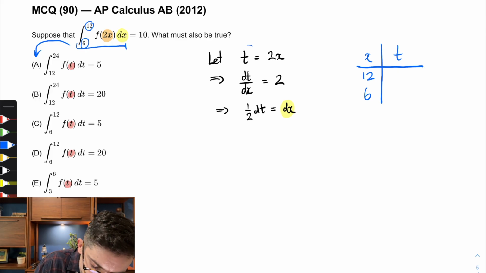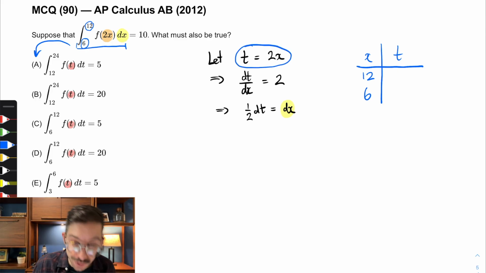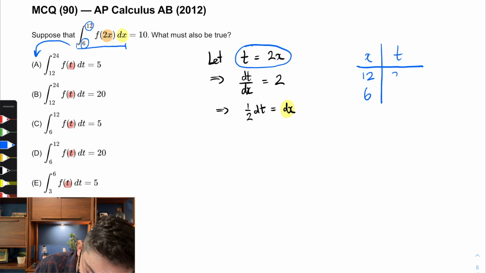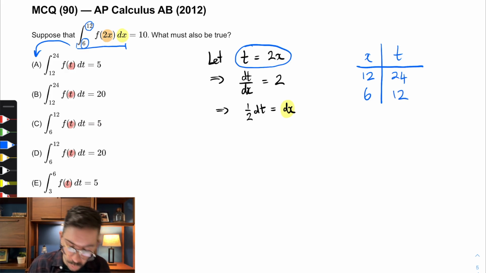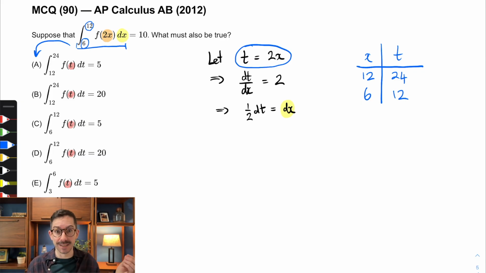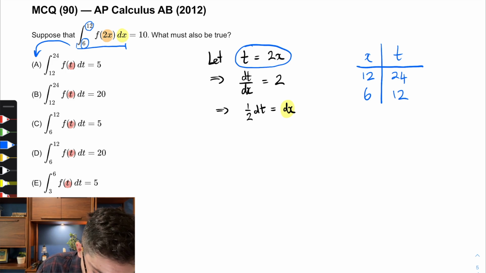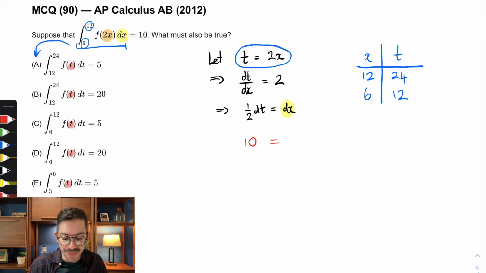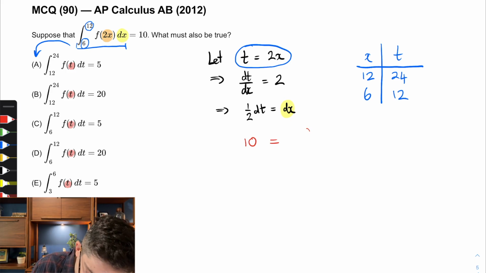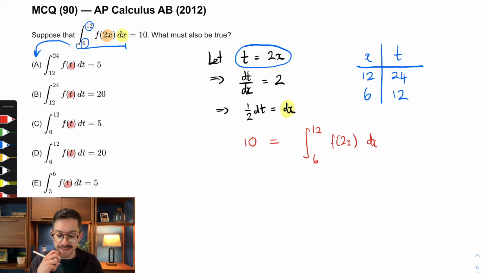T, right, the rule for t just doubles x. So 12 will double to 24 and 6 will double to 12. Now, we're in business. Let's do the substitution and see what we can learn from it. So I know that, and I'm just going to shove this on the front because it will help me later, that 10 is equal to this integral. So the integral from 6 up to 12, f of 2x dx.